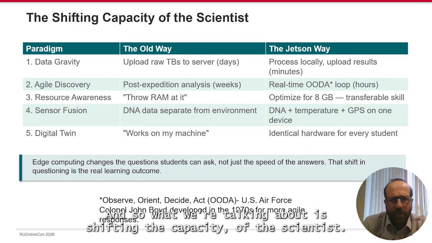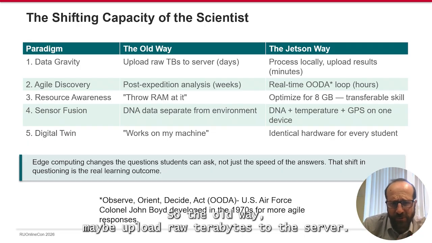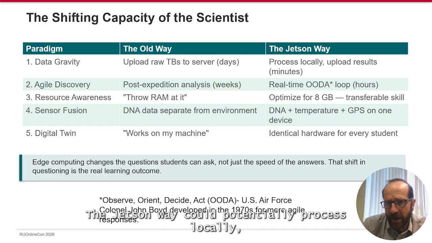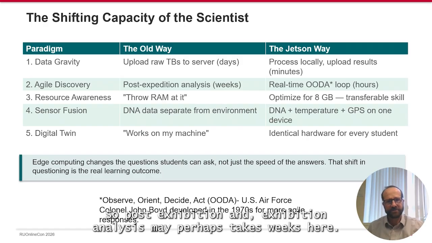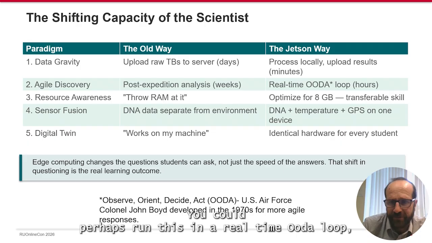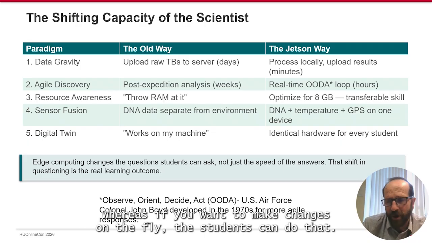So what we're talking about is shifting the capacity of the scientist. So the paradigm shift, data gravity. The old way, maybe upload raw terabytes to the server. The Jetson way is potentially process locally, upload results within minutes or in real time. Agile discovery: post-expedition analysis perhaps takes weeks. Here, you could perhaps run this in a real-time OODA loop, which is observe, orient, decide, and act. Whereas if you want to make changes on the fly, the students can do that.